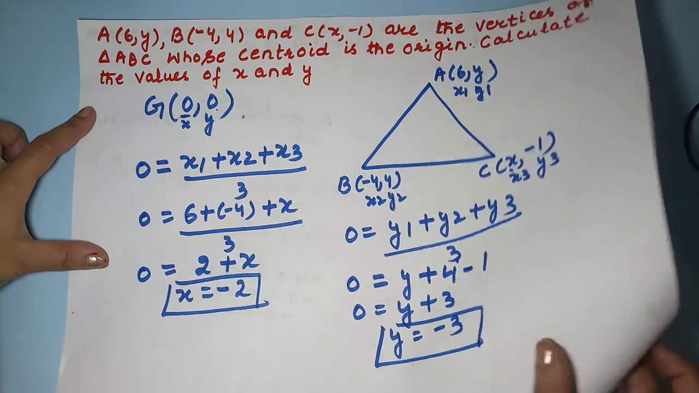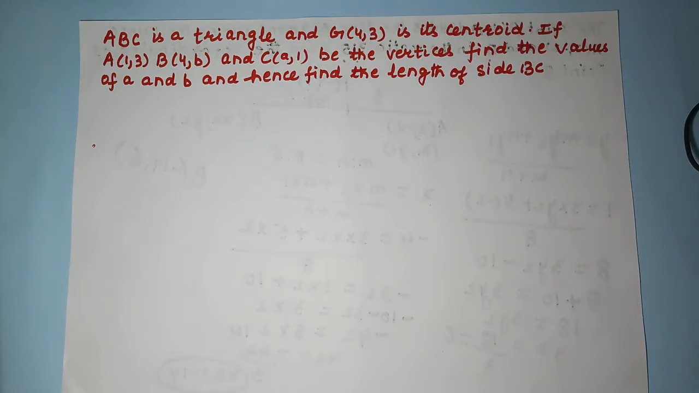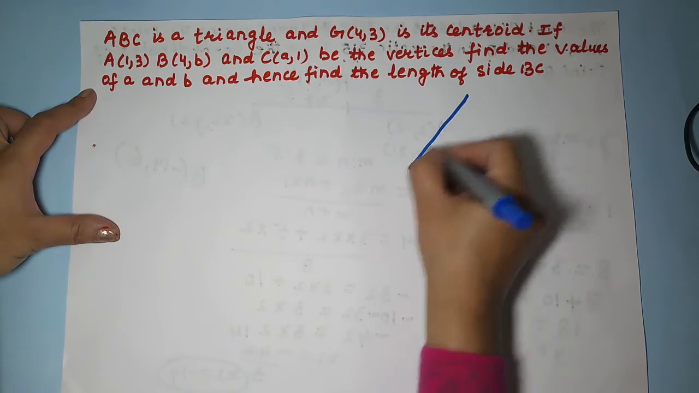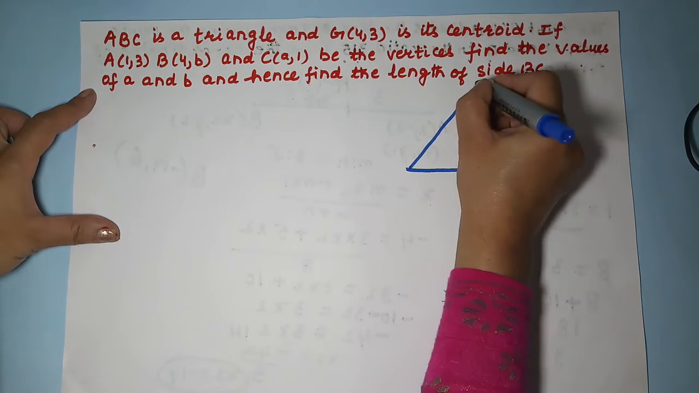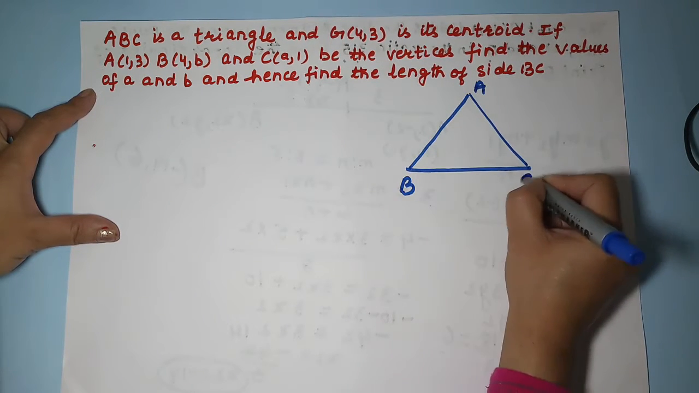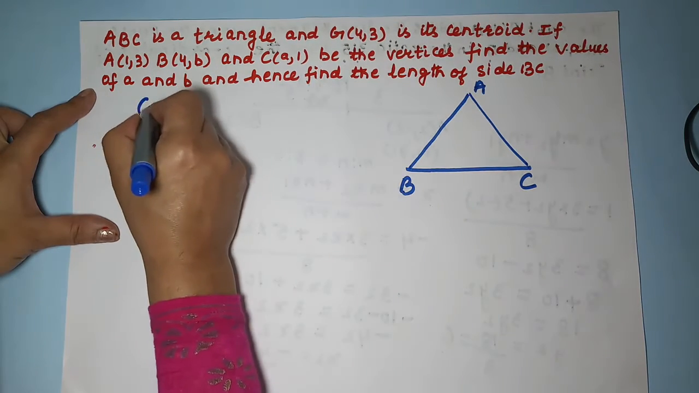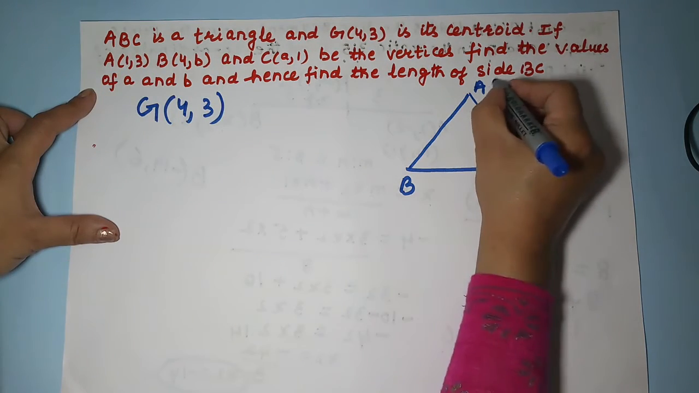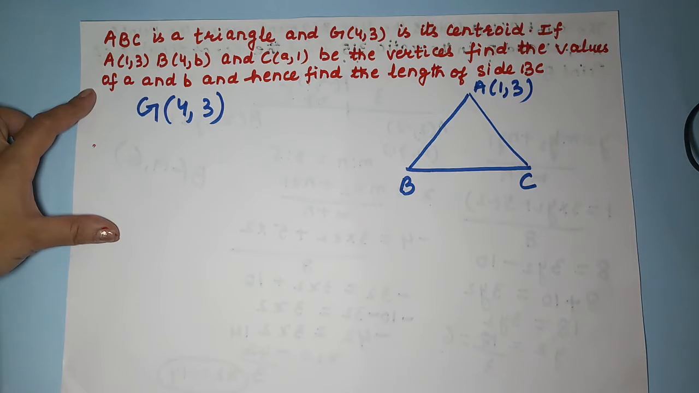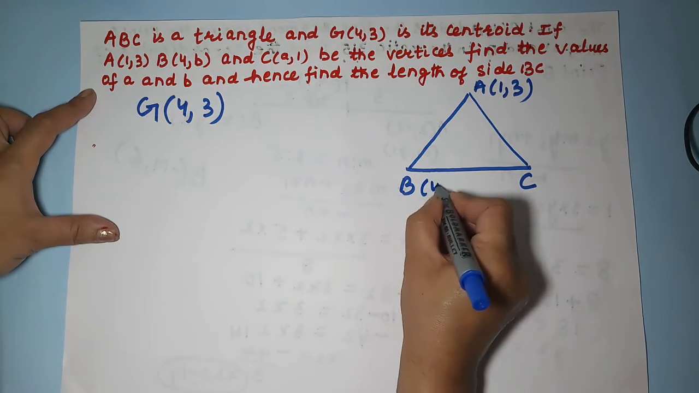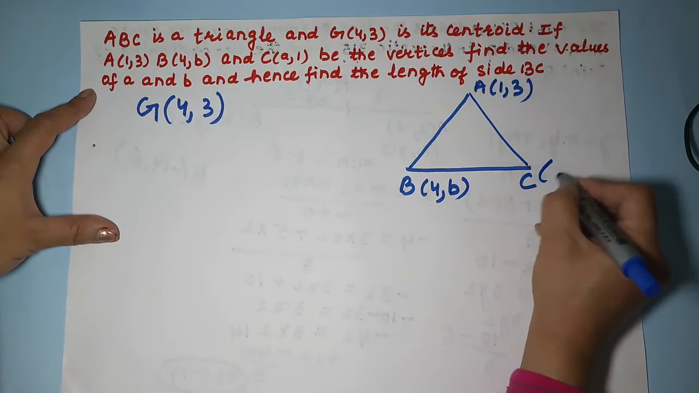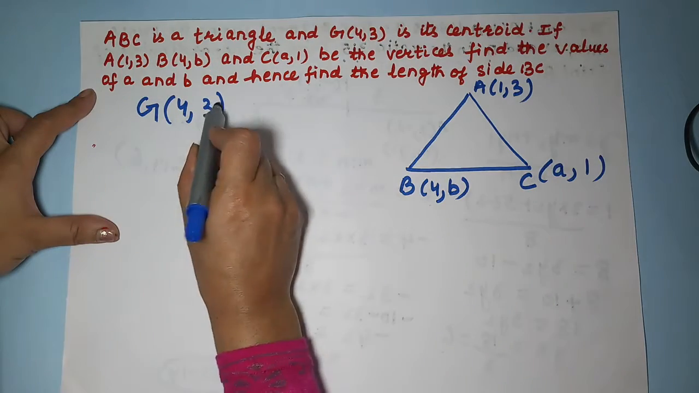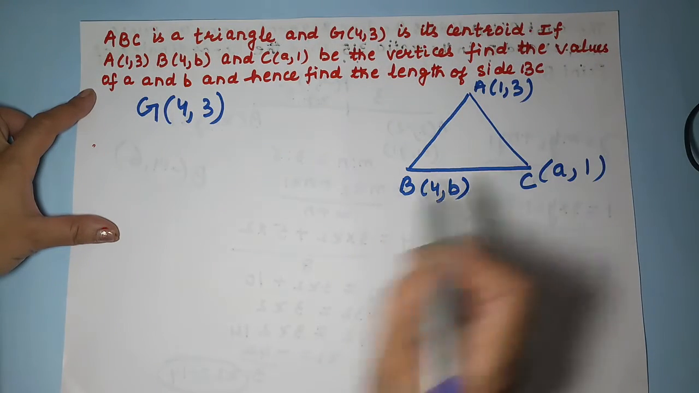So you have seen how, using the coordinates of the centroid, you have calculated the other coordinates of the triangle. Now, another one. It says that ABC is a triangle, right? Okay, let's make a triangle ABC. This is my A, this is B and this is C. G, the coordinates of the centroid, are given as (4, 3). The coordinates of A are given as (1, 3), coordinates of B are given as (4, b), and coordinates of C are given as (a, 1). These are the vertices. Find the values of a and b and hence find the length of side BC.